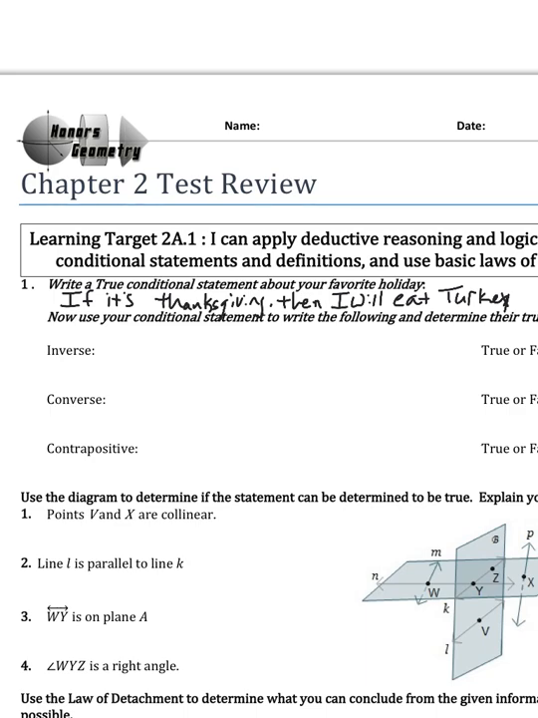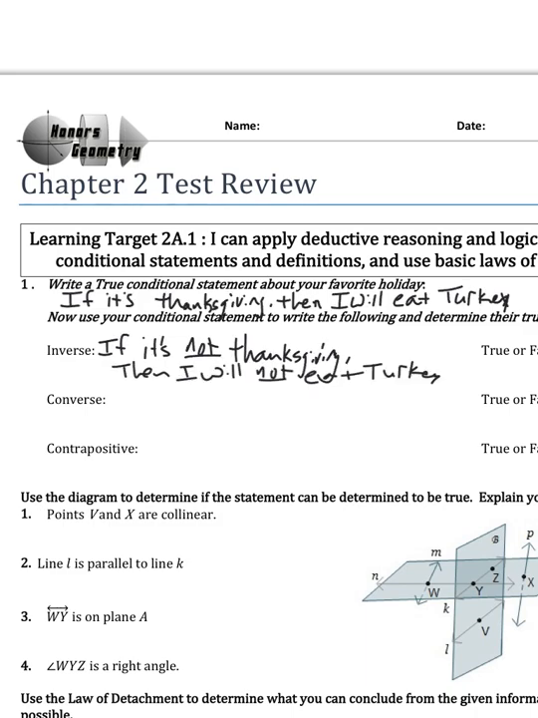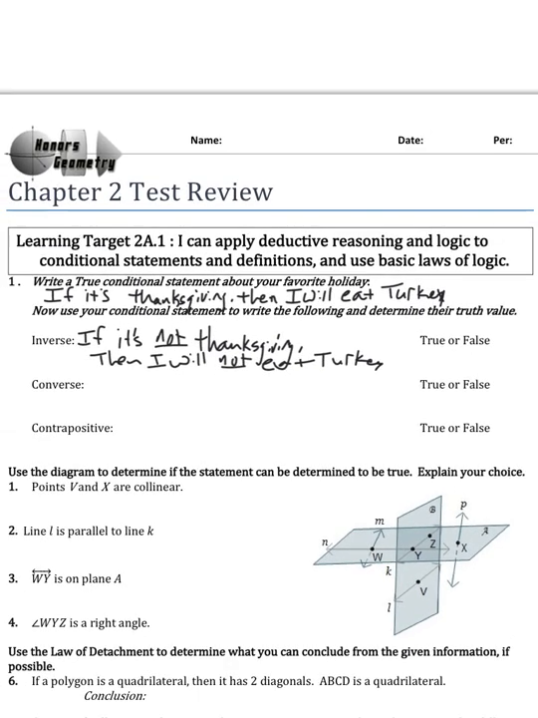All right. So the inverse, remember, makes everything a not. So we're going to take the hypothesis and conclusion and make them opposites. So if it's not Thanksgiving, then I will not eat turkey. All right. Well, that's not necessarily true because I eat turkey sometimes. And so that would have to be a false statement.